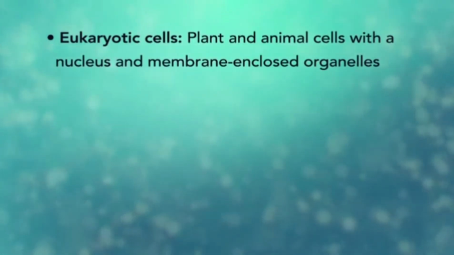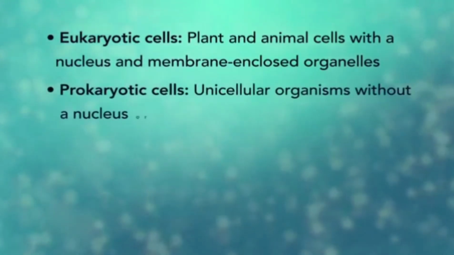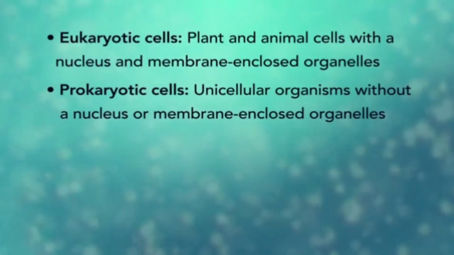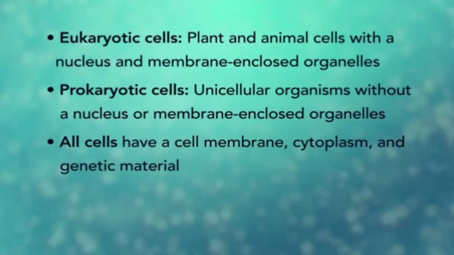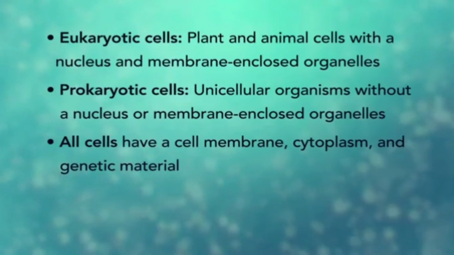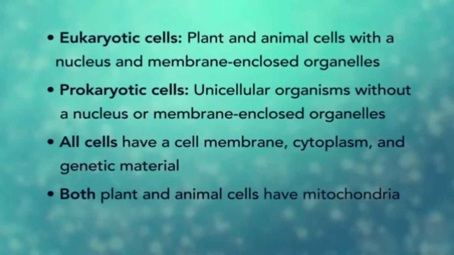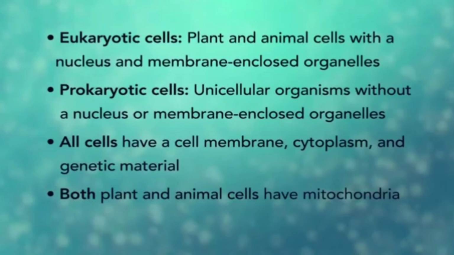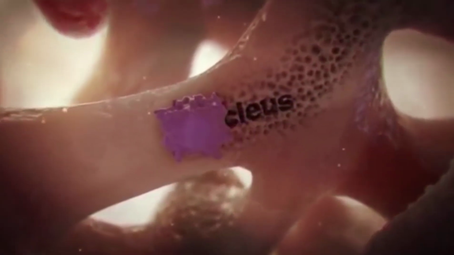So in summary, eukaryotic cells, plant and animal cells, have a nucleus and membrane-enclosed organelles. Prokaryotic cells are unicellular organisms without a nucleus or membrane-enclosed organelles. All cells have a cell membrane, cytoplasm, and genetic material. Both animal and plant cells have mitochondria. And that is the cell structure.